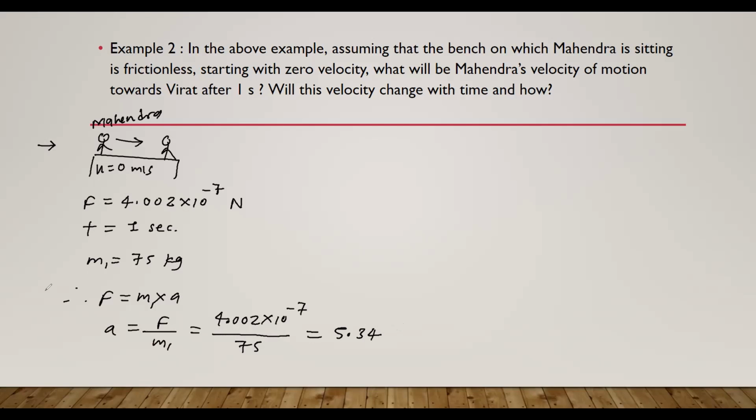Just a minute, we will calculate it manually. 4.002 divided by 75. You will get 0.05336 into 10 raised to minus 7.